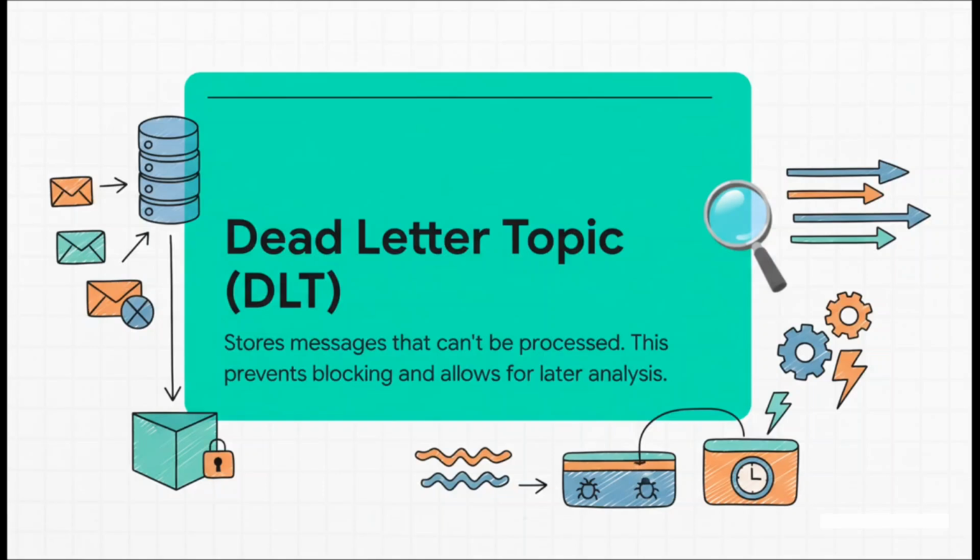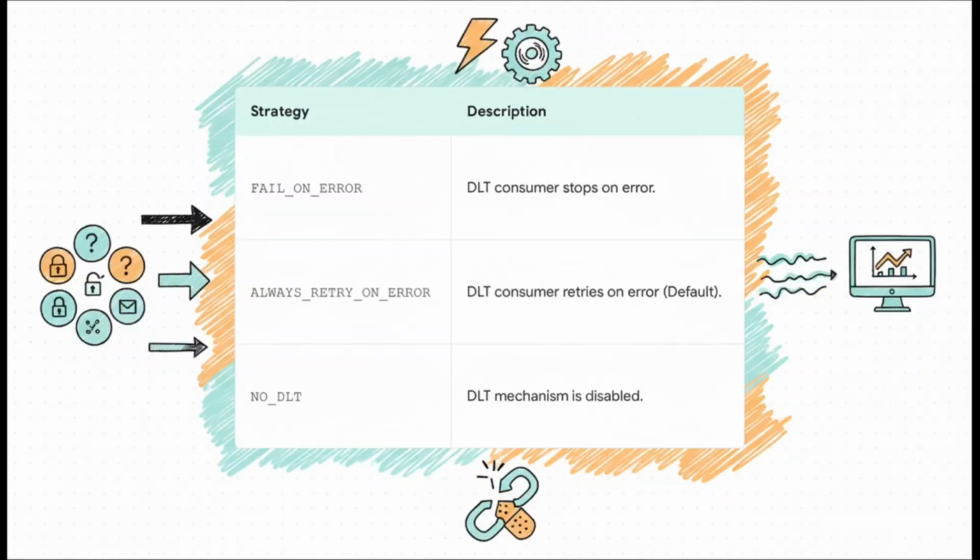Instead of getting stuck trying to process a message that's just never going to work, we just move it to a separate DLT. We can look at it later, figure out what went wrong, but the key is that our main consumer keeps running smoothly and no messages are ever truly lost. Naturally, Spring Kafka gives us really fine-grained control over all this. The default setting is to just keep retrying a message that ends up in the DLT forever. But you can also set it up to fail immediately, or you can even turn off the DLT completely if you want. Choosing the right strategy here really just depends on what your application needs for fault tolerance.